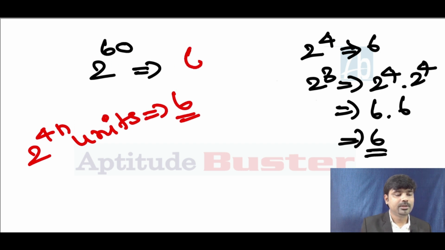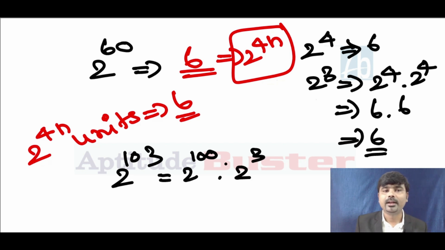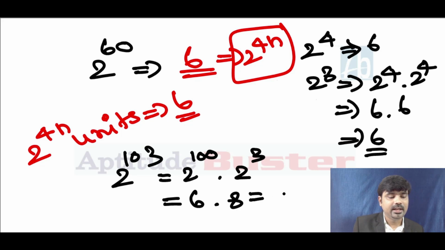2 power 60, what's the unit space? That's very simple, 6. The reason is 60 is in the form of 4n. One more example, 2 power 103. This can be written as 2 power 100 into 2 power 3. Why 2 power 100? This is in the form of 2 power 4n. Unit space is 6. 2 power 3 is 8. 6 into 8, 48. Unit space is 8.